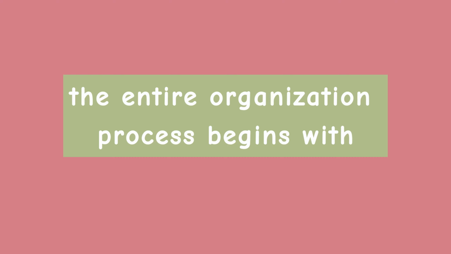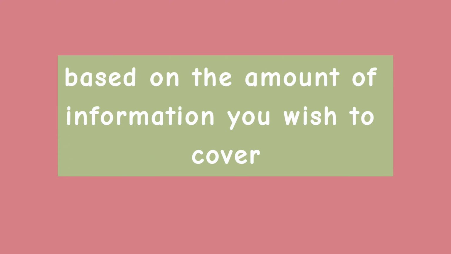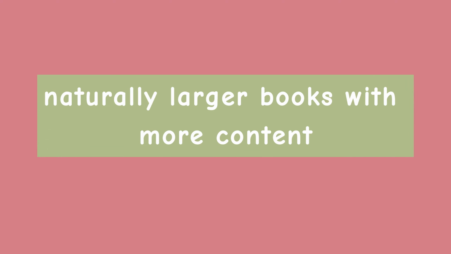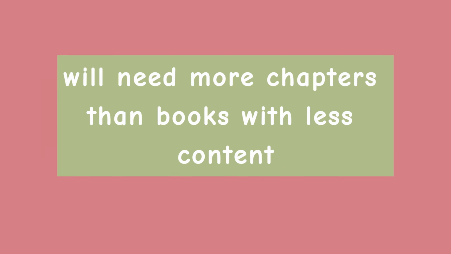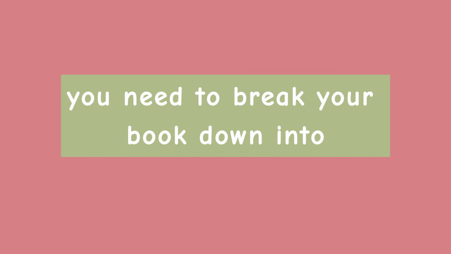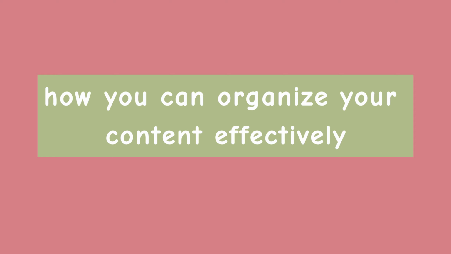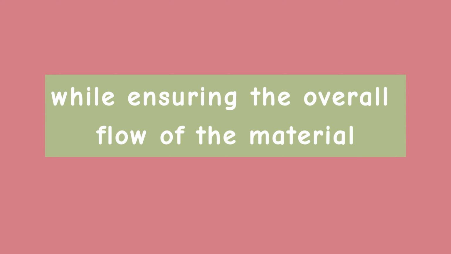The entire organization process begins with outlining chapters based on the amount of information you wish to cover. Naturally, larger books with more content will need more chapters than books with less content. As a result, you need to be aware of how many sections you need to break your book down into. In this chapter, we are going to take a look at how you can organize your content effectively while ensuring the overall flow of the material.